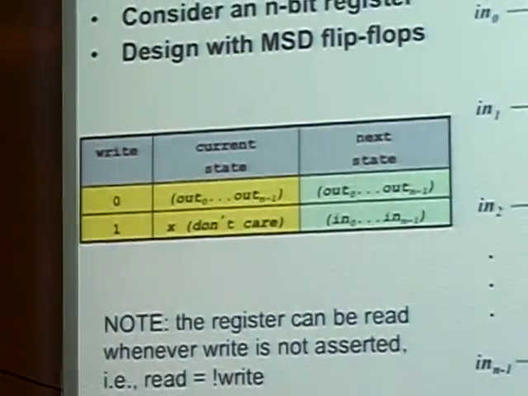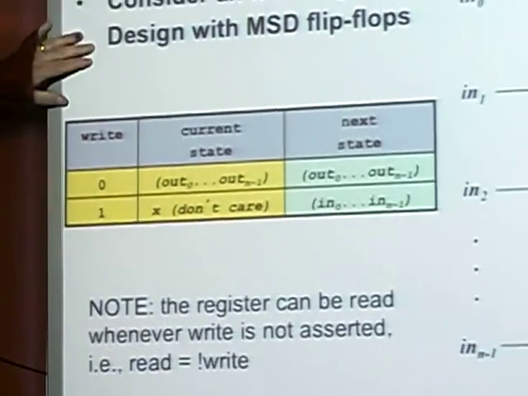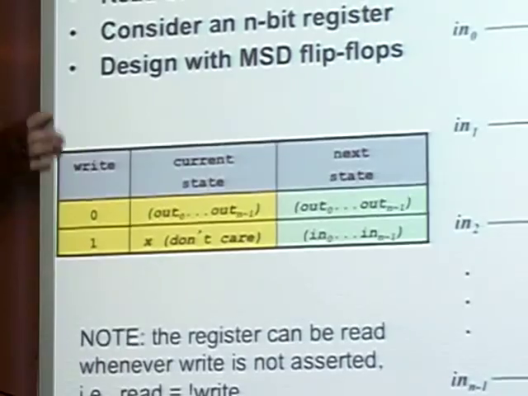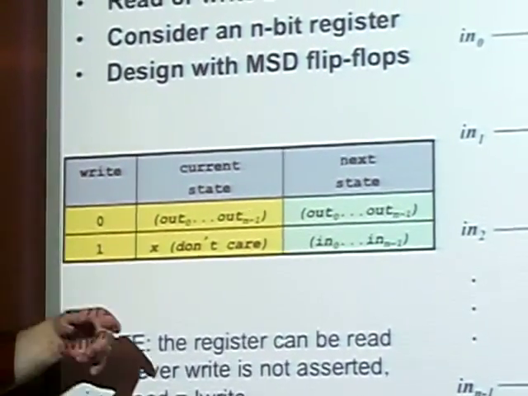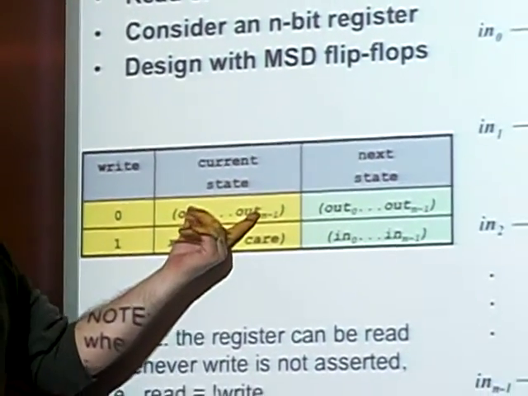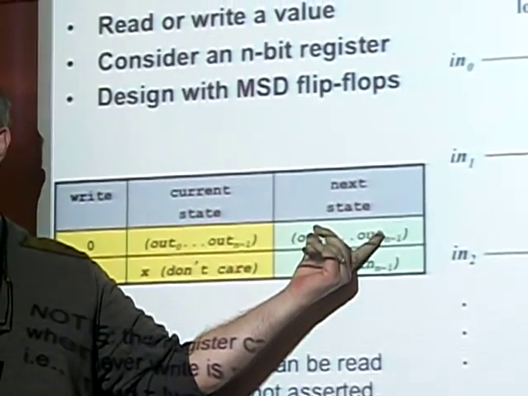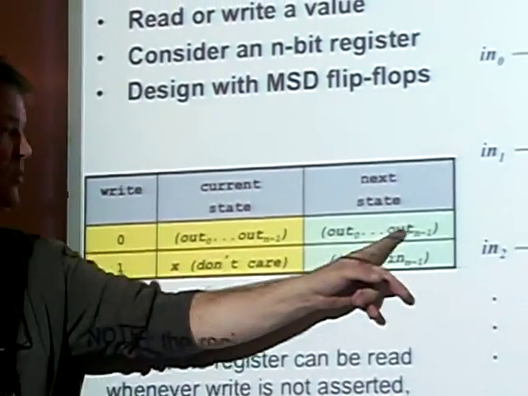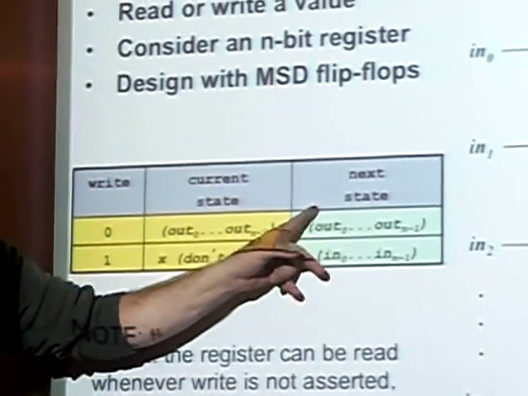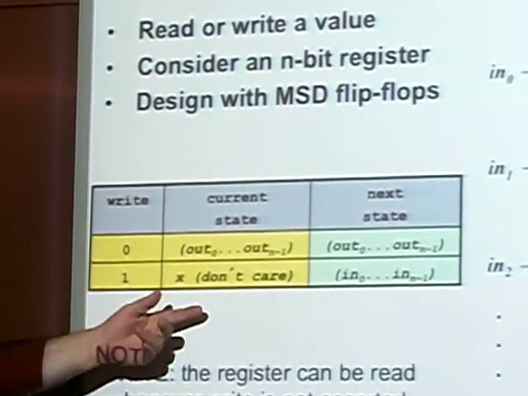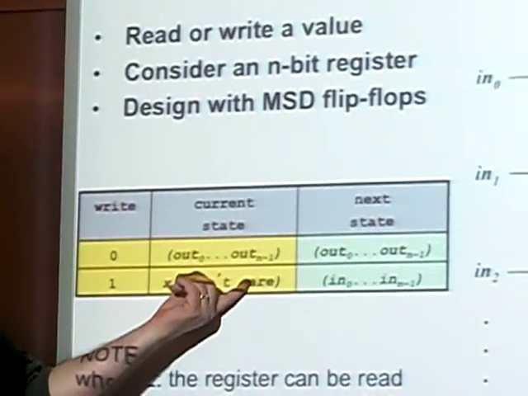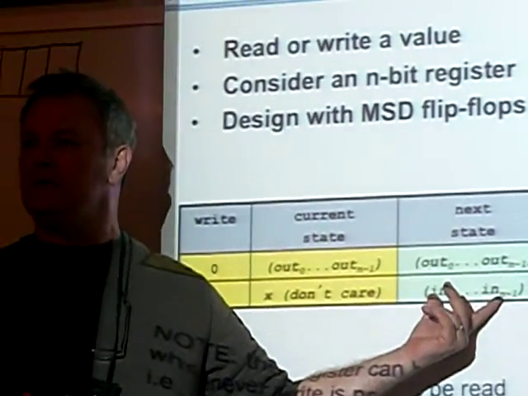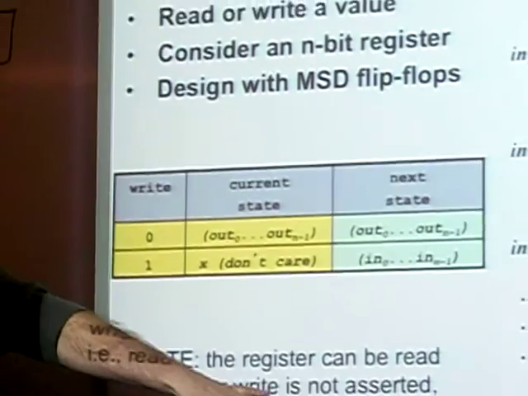Now, that's kind of an ugly looking diagram. By the way, this is the current state, next state diagram. It's kind of stupid, but if write is 0, then this is the current state, then this is the next state. If write's not asserted, it's whatever it used to be. There's no change. If write is asserted, then I don't care what the current state is. The next state's going to be whatever is at D. So that's an expression of what we just said in English.